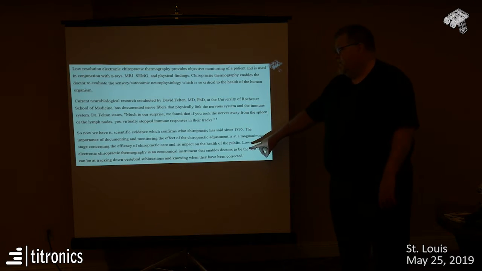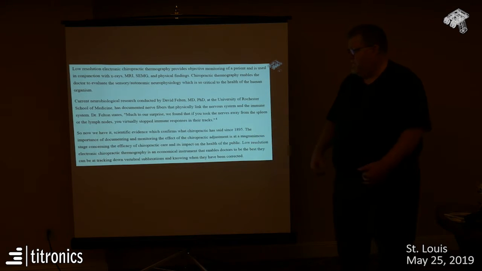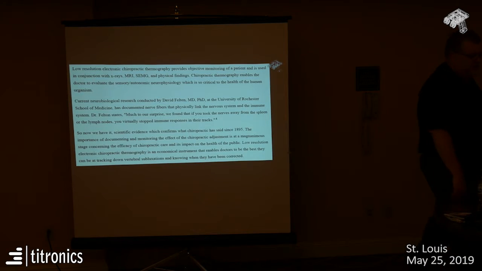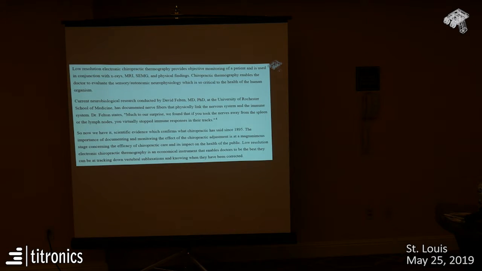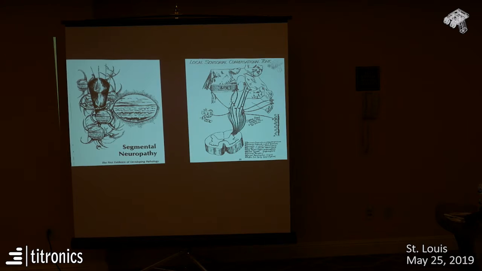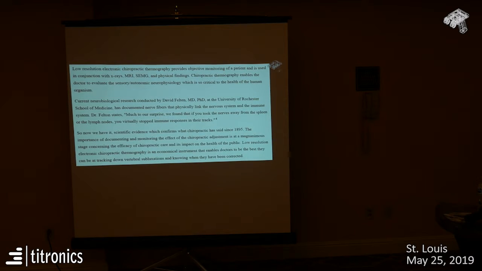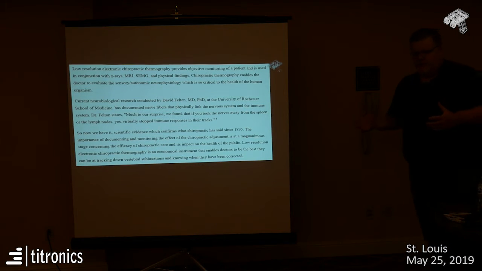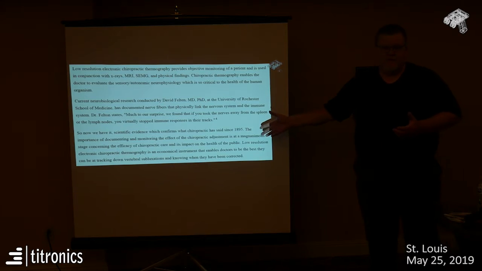And so now we have it, scientific evidence which confirms what chiropractic has said since 1895. In the 1960s, Canadian Memorial Chiropractic wrote this thing proving what we've said since 1895, that an interruption in the flow of mental impulses causes physiological change. And here's a way to document it that has very little other inputs to the system.